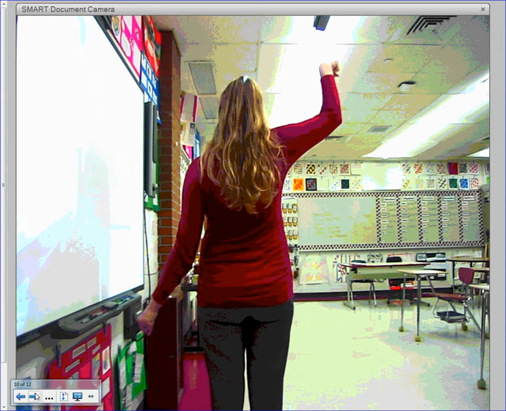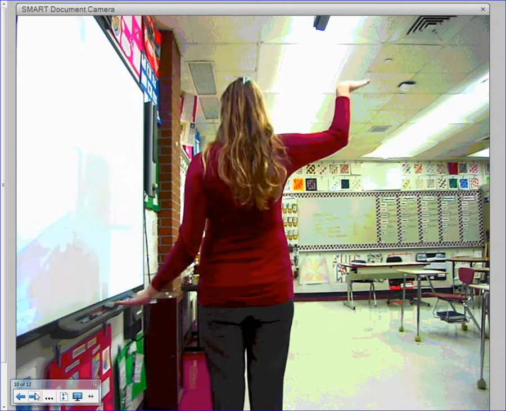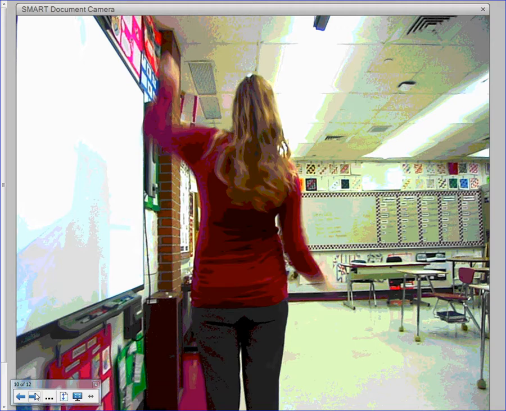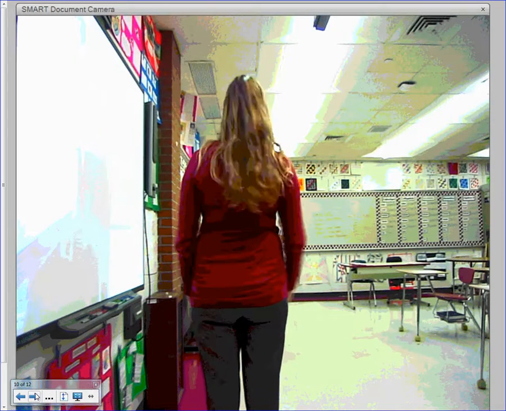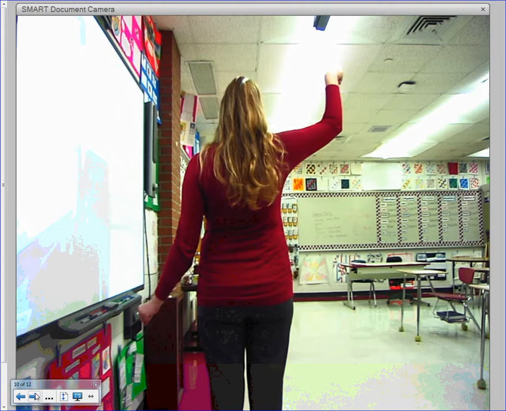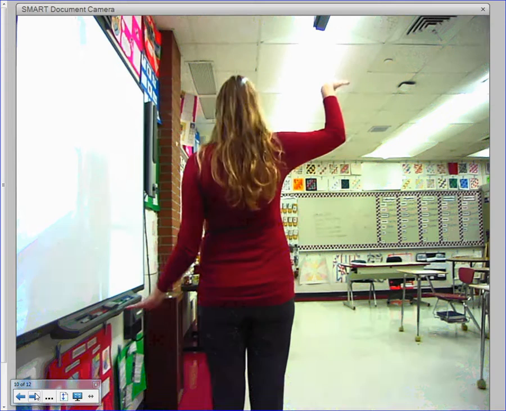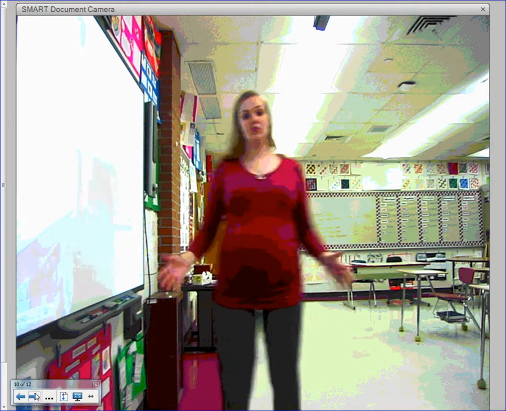Sine, cosine, and tangent. Okay? So sine, cosine, and tangent. Okay? We're going to do it one more time. Sine, cosine, and tangent. Okay? So those are the moves that you want to use to help you remember these.